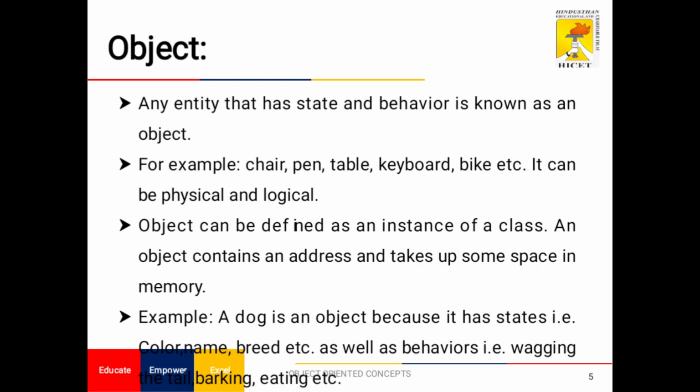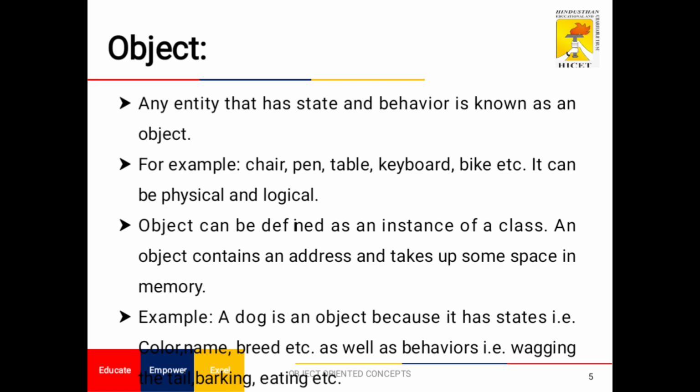A dog has a color, a name, and a breed, what kind of dog type it is. These are all called states, as well as behavior. What are the basic behaviors of the dog? Barking, eating, and tail wagging. These are all the basic behaviors.